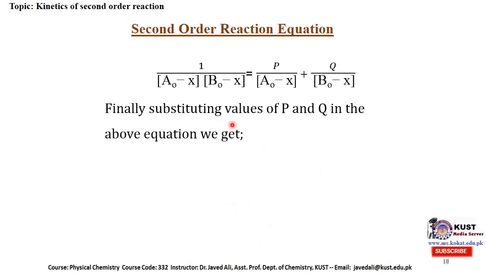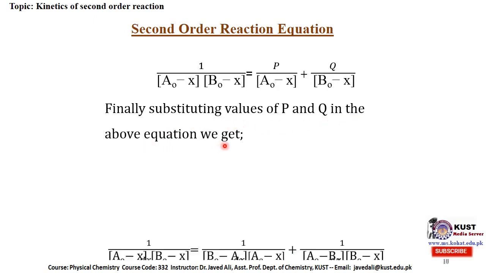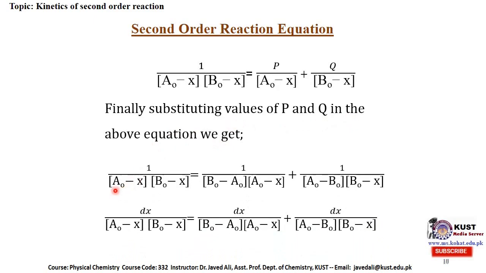Finally, substituting the value of p and q in the above equation, we get 1 divided by (a₀ − x)(b₀ − x) is equal to 1 divided by (b₀ − a₀)(a₀ − x), because 1 divided by (b₀ − a₀) is the value of p, plus 1 divided by (a₀ − b₀)(b₀ − x), where 1 divided by (a₀ − b₀) is the value of q.